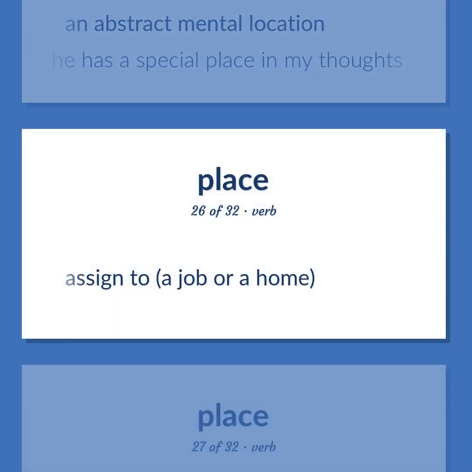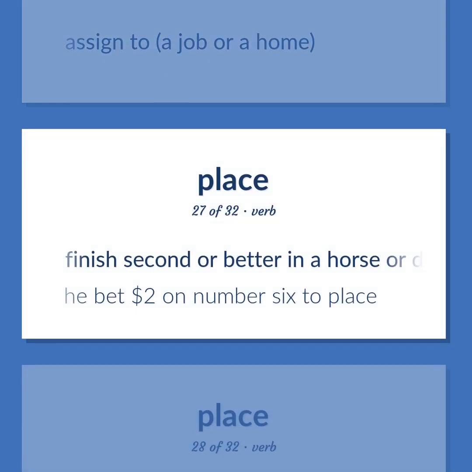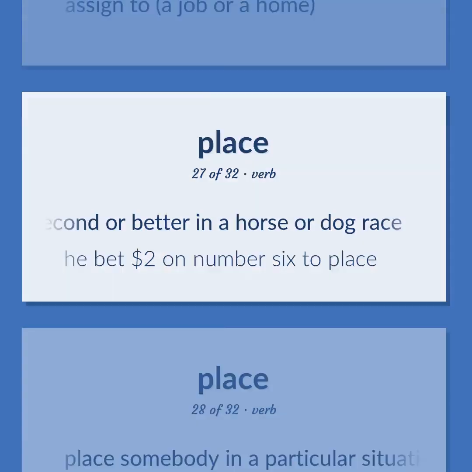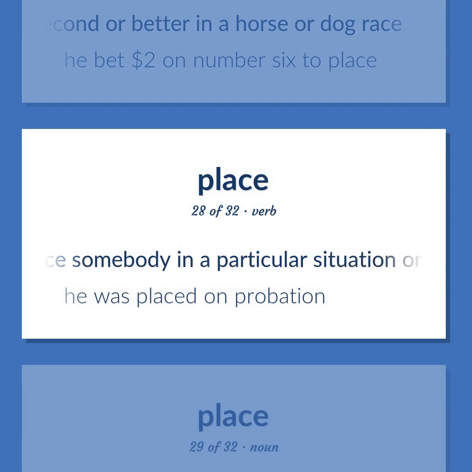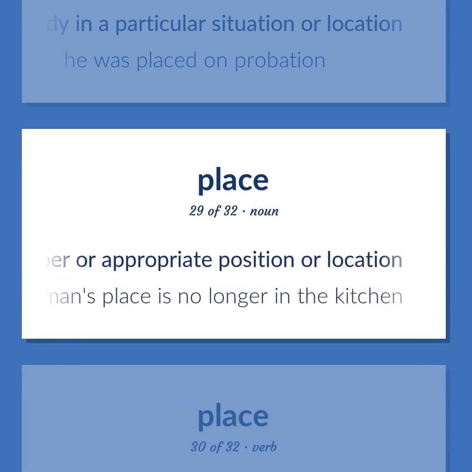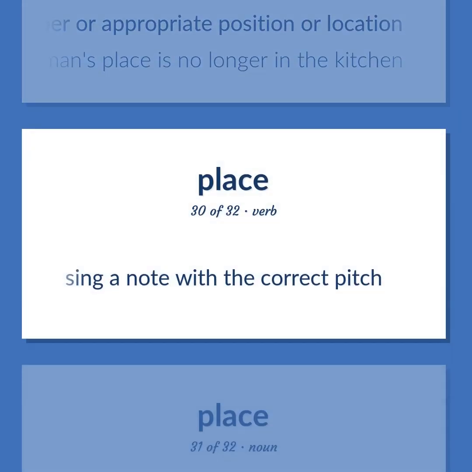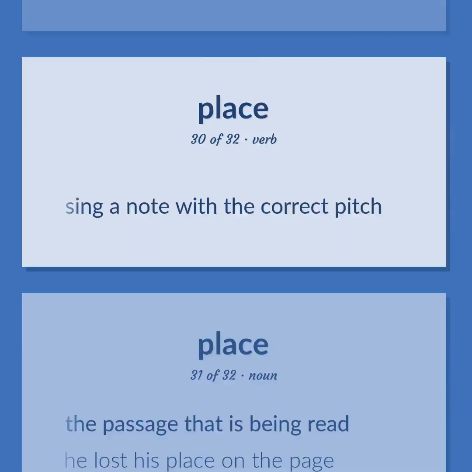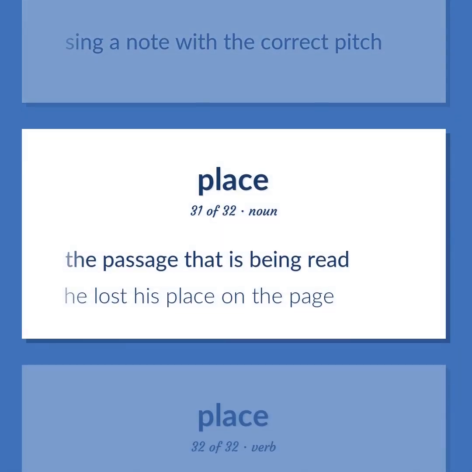Assigned to, a job or a home. Finish second or better in a horse or dog race. He bet $2 on number 6 to place. Place somebody in a particular situation or location. He was placed on probation. Proper or appropriate position or location. A woman's place is no longer in the kitchen. Sing a note with the correct pitch. The passage that is being read. He lost his place on the page.